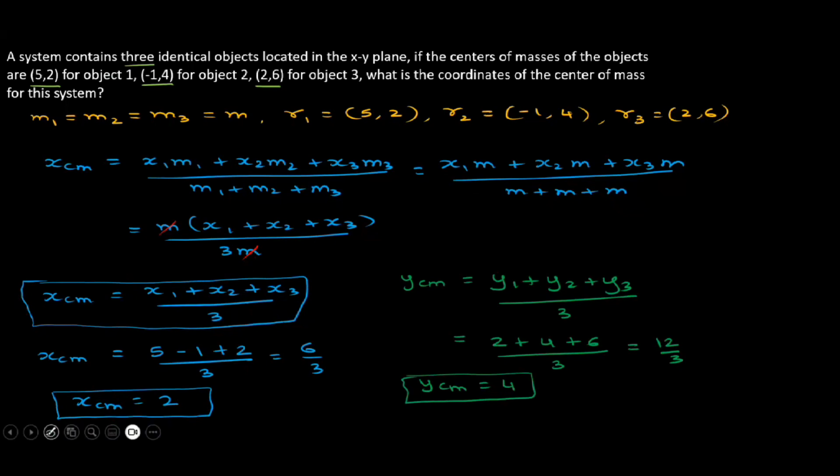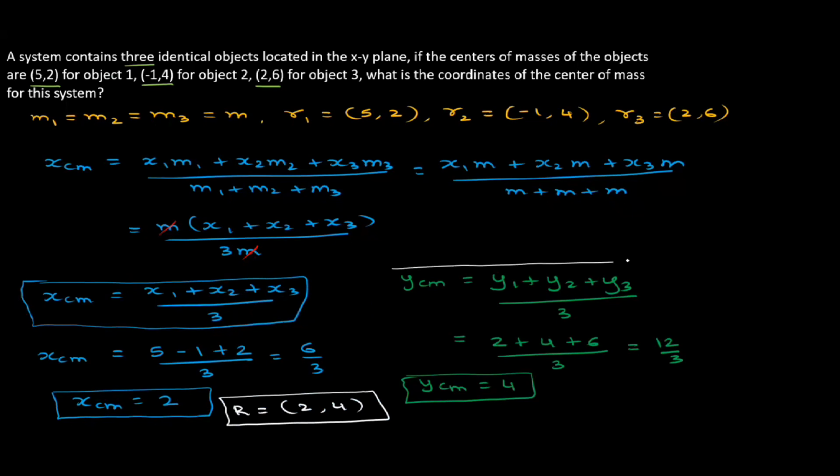So now I can write for the position of center of mass R to be equal to (2, 4). So this is how you can calculate position of center of mass for identical objects. You can just use the simplified version of the rule where you add all the coordinates together divided by the number of objects.